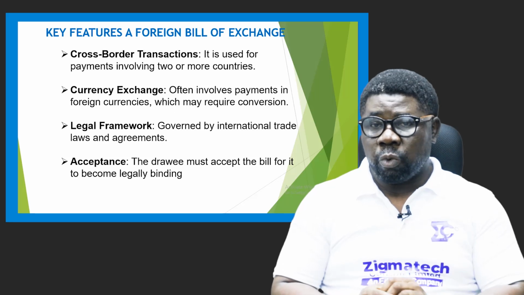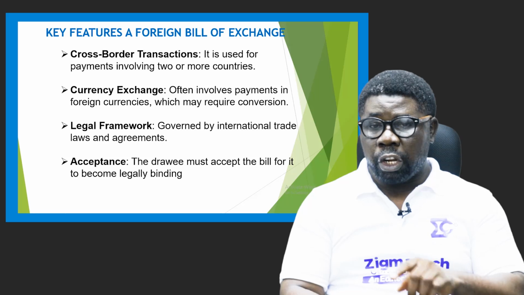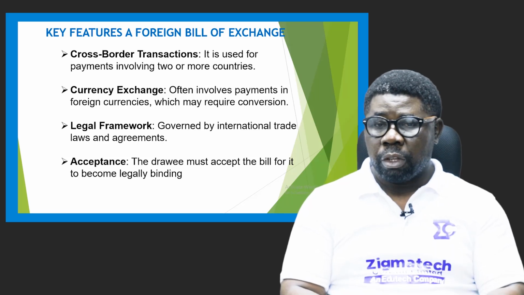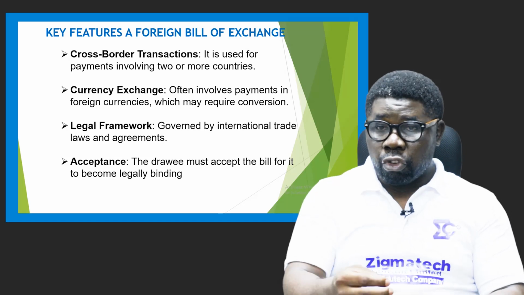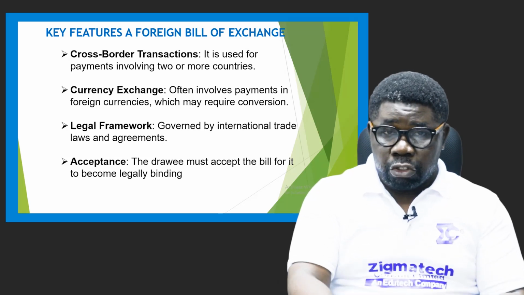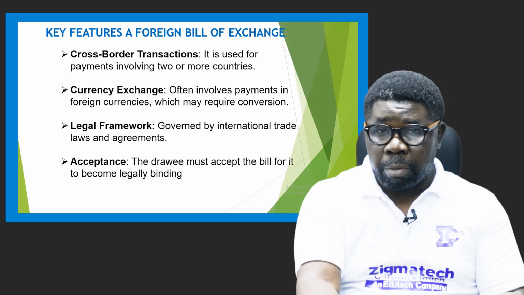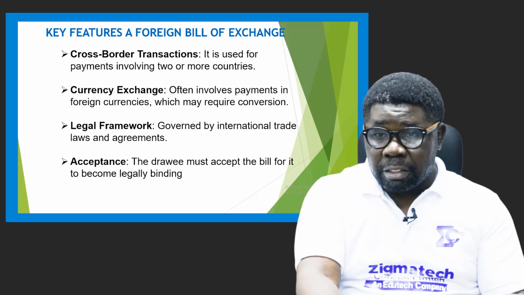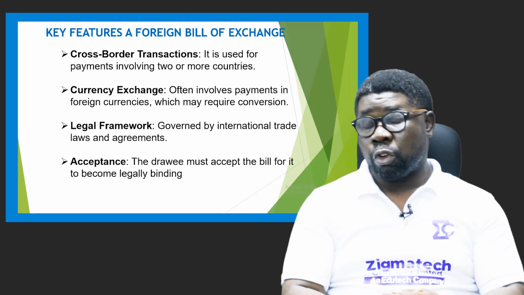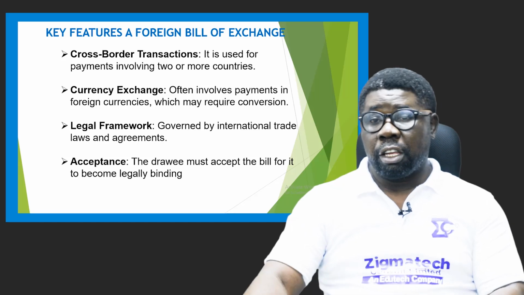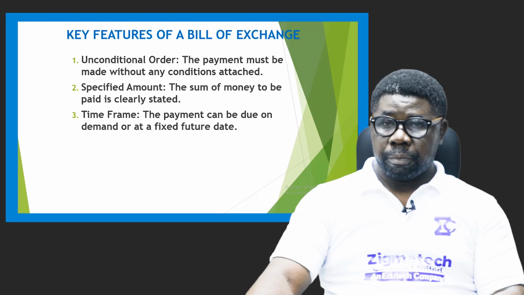Then acceptance is one of the things you must take note about. The drawee must accept the bill for it to become legally binding. The one who is going to make the payment, that is the drawee, the bank, the financial institutions, the personnel that will be involved in paying the money to the recipient, to the payee, must accept it for it to become what? Legally binding. If not, it will not be legally binding, so it will not be applicable or useful. So these are the key features you must take note about the foreign bill of exchange.